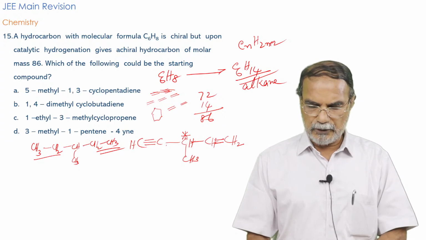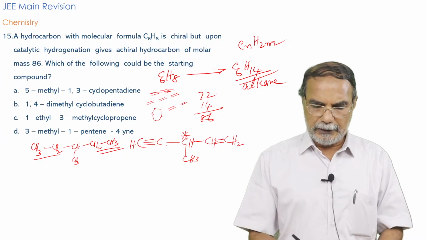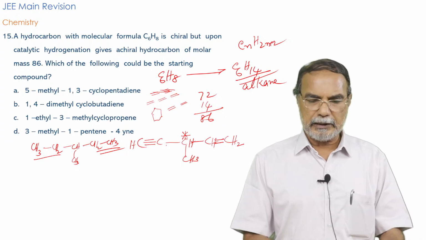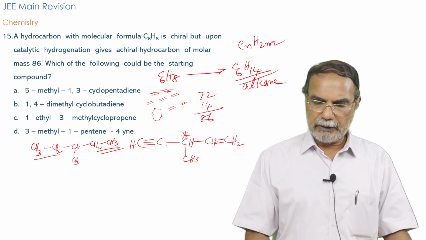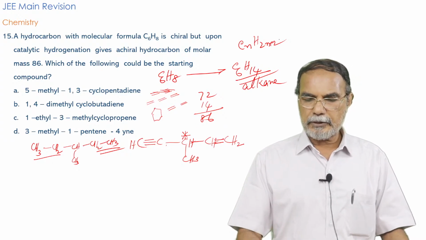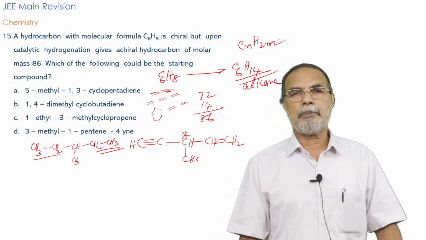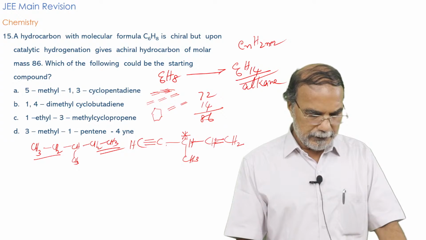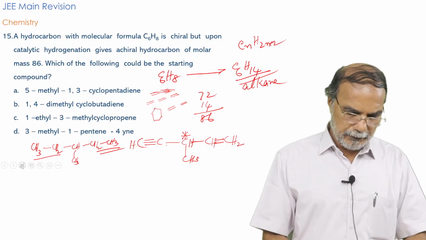This particular compound is a chiral compound, and once you do the hydrogenation to get the saturated compound, the compound is not chiral, it's an achiral hydrocarbon of molecular weight 86, corresponding to the formula CnH2n+2. That means it is an alkane compound. I hope it is clear. Let us move quickly to the next question.